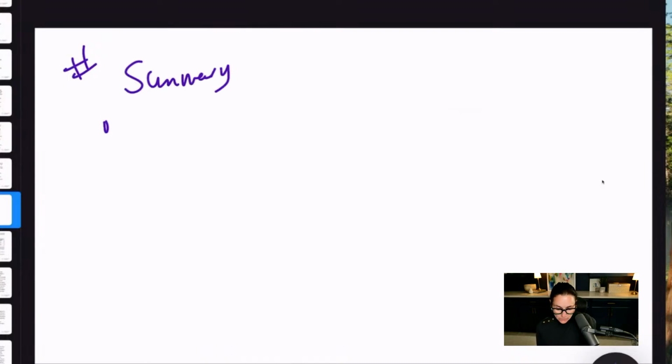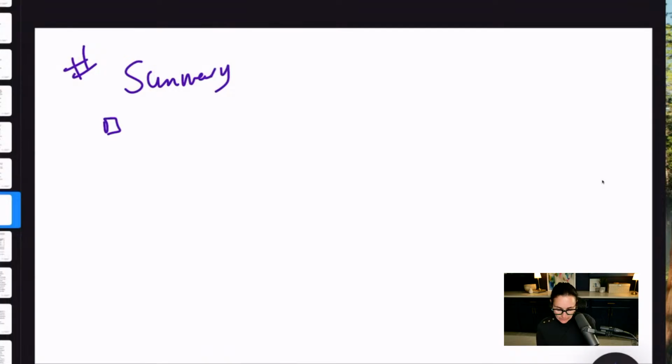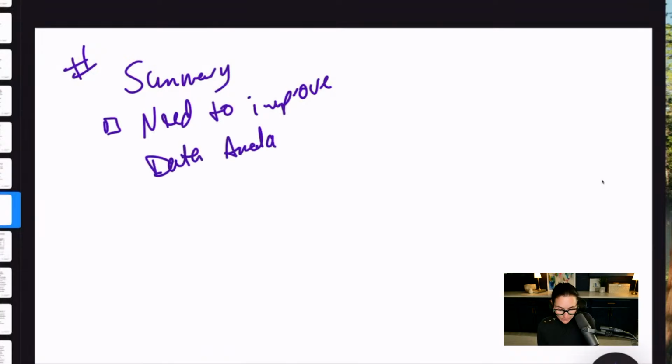And my solution, what is it called here? Discuss ways to implement practices. What do we need? Need to improve. It's probably going to be data analysis. It's probably going to be instruction, new instructional goals, things like that, new instructional methods, right? Okay, so that's number 1.